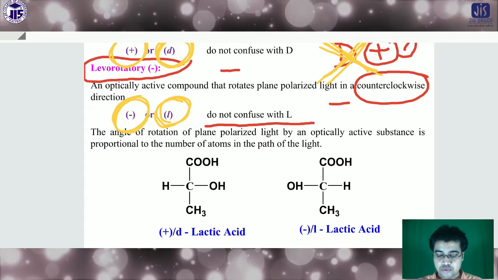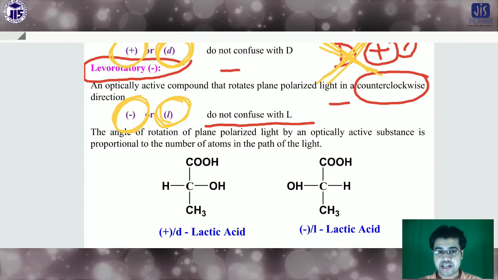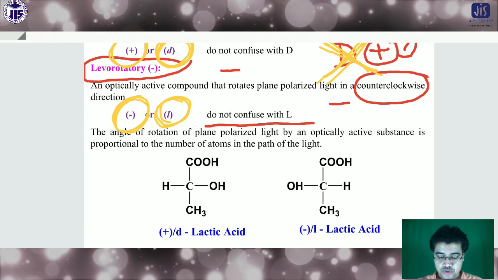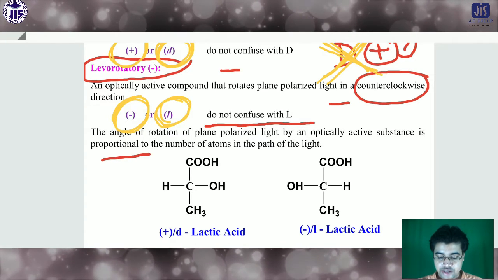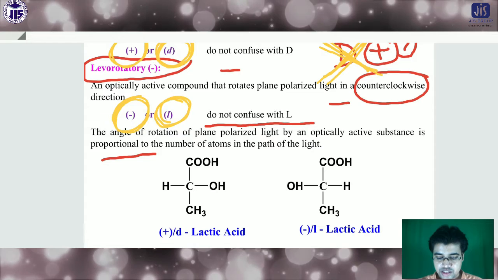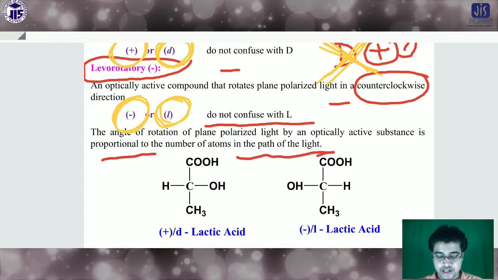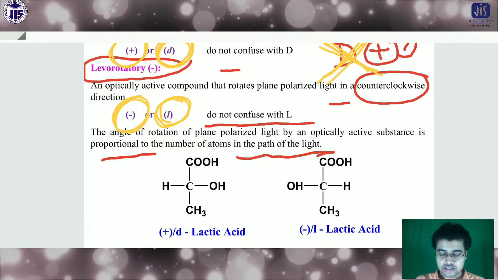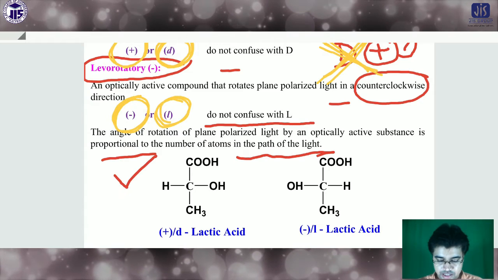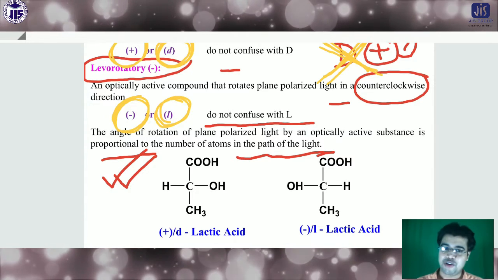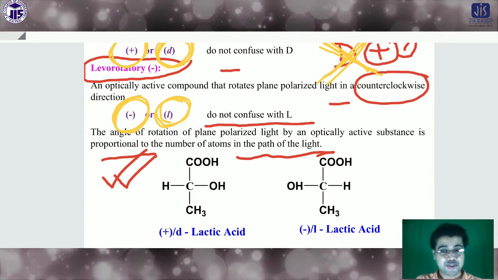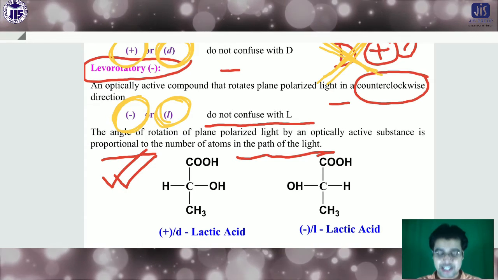The angle of rotation of plane polarized light by an optically active substance is proportional to the number of atoms in the path of the light. Look here, there are two compounds, both are lactic acid. But what is the difference between these two compounds? Only the difference, that's why it is an optically active compound.